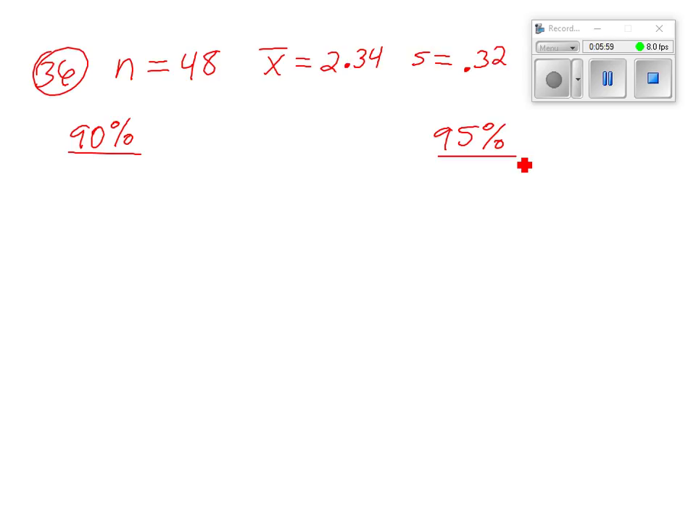So we put in stats. What's our sigma this time? 0.32. We use S instead of sigma. What's our X bar? 2.34. What's our N? 48. Now the first thing, and I forget to do this all the time, the first thing that we should check is that that N is what? Higher than 30. I forget to do that because I just look at it when I write it down and say, oh, it's higher than 30, so let's go on.